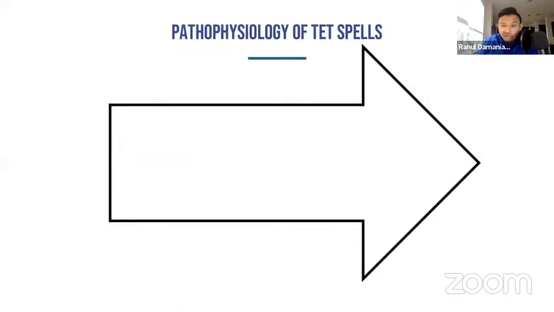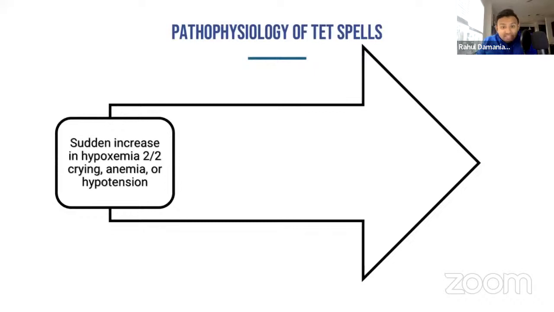So let's go ahead and talk a little bit about tetralogy of Fallot spells, or what we call Tet spells. This is when these children in your USMLE questions are going to be very blue. So remember that patients who have Tet spells are going to have hypoxemia and cyanosis secondary to increased pulmonary vascular resistance. Either they have crying, maybe they're anemic, maybe they even have hypotension.